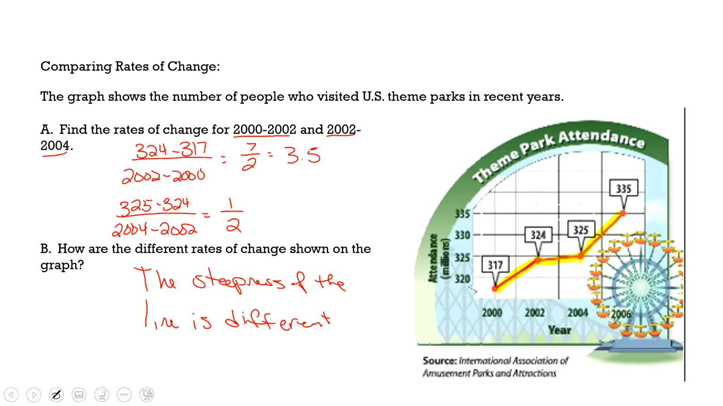So sometimes you may just be given a graph and told, hey, analyze this. Where is the highest rate of change between 2 points? And you have to find really what the steepest line is. Does that make sense? Okay.